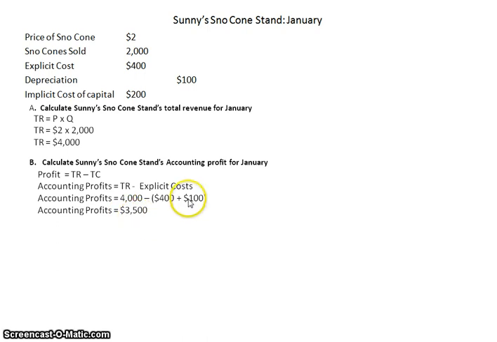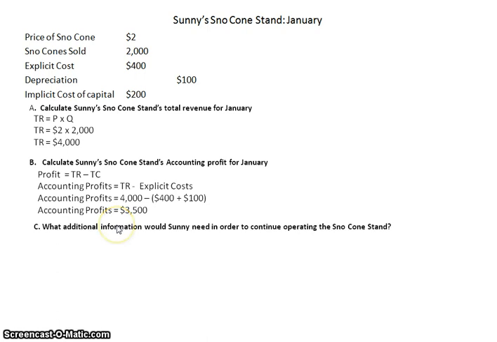So if they're doing their books and they're looking at, okay, this is how much the snow cones cost me, and these are the explicit costs for labor, the resources, the electricity, even your fixed costs that go into it, your rent, and any insurance or anything else that you need, that kind of stuff is calculated in there along with the depreciation. But then the next question says, well, what additional information would you need in order to continue operating the snow cone stand?